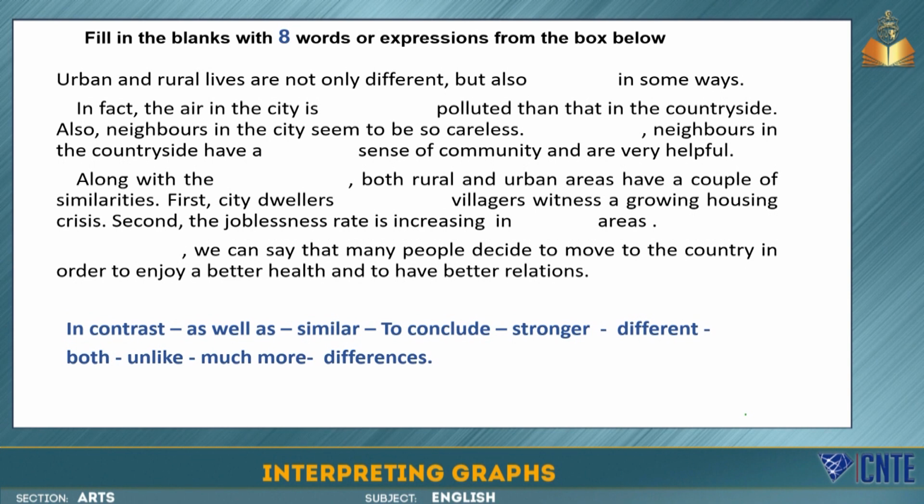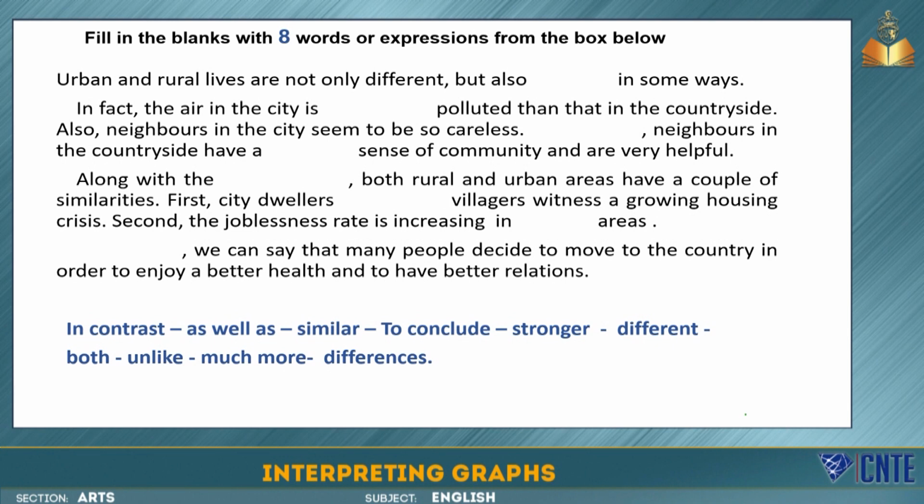Also, neighbors in the city seem to be so careless. Blank. Neighbors in the countryside have a blank sense of community and are very, very helpful. Along with the blank, both rural and urban areas have a couple of similarities. First, city dwellers, blank, villagers witness a growing housing crisis. Second, the joblessness rate is increasing in blank areas.